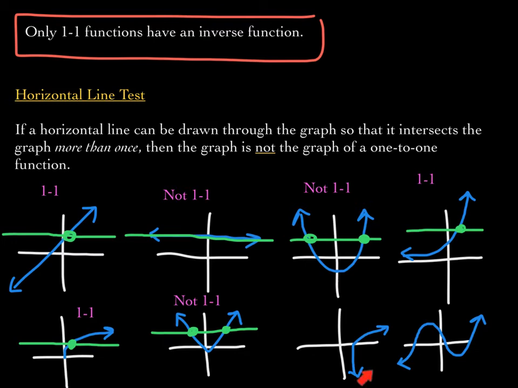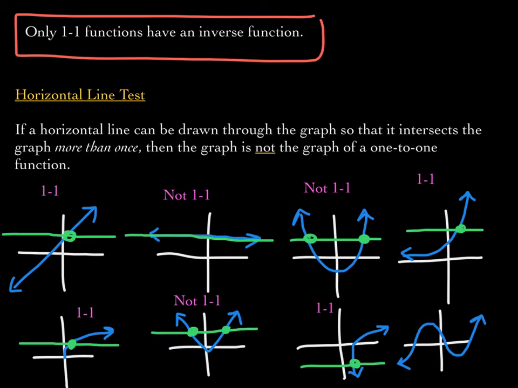This is the graph of a logarithmic function, something that we'll study pretty soon. When I apply the horizontal line test, it only crosses one time, no matter where you choose to draw your horizontal line. So this one is indeed one-to-one.